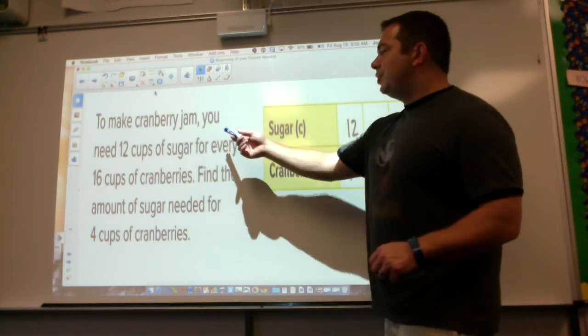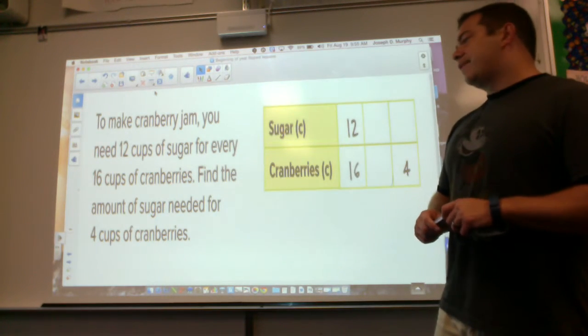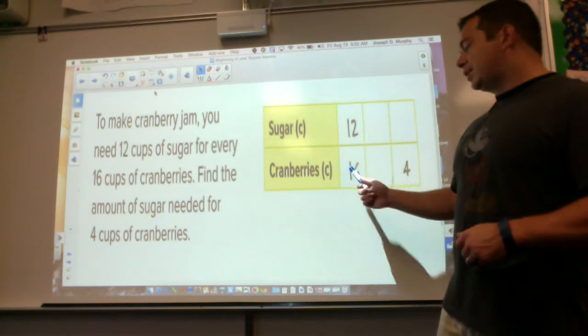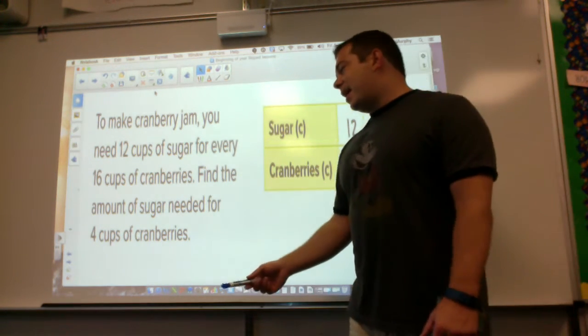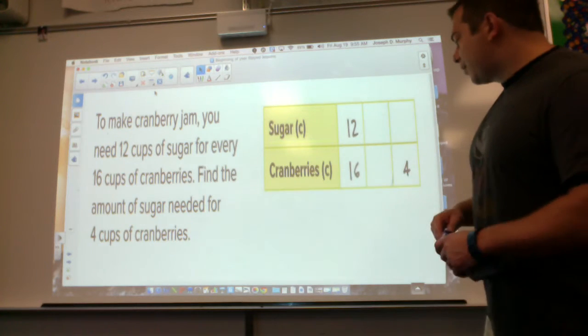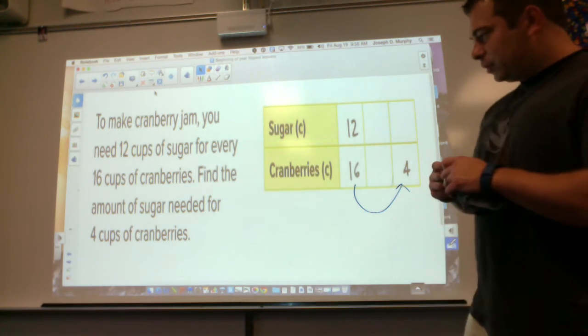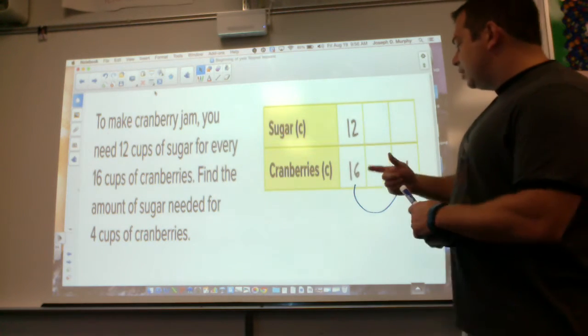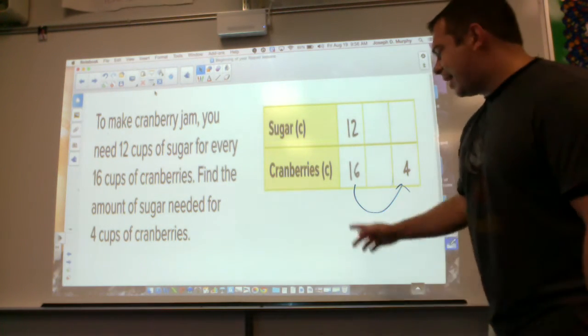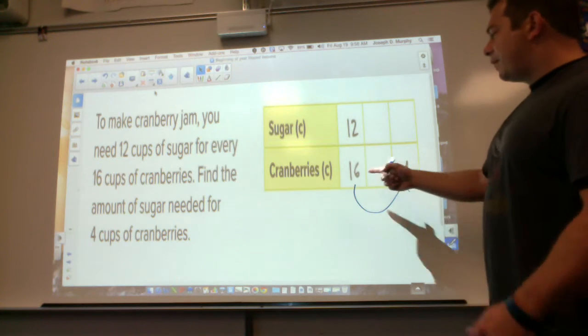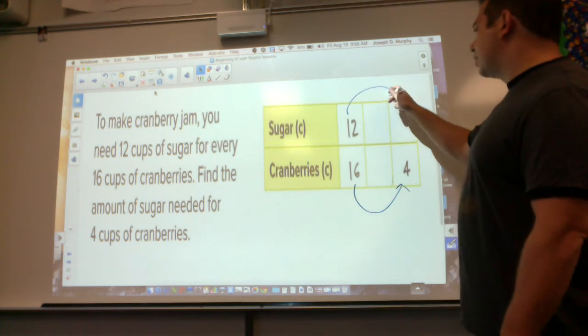To make cranberry jam, you need 12 cups of sugar for every 16 cups of cranberries, a 12 to 16 ratio. Find the amount of sugar needed for 4 cups of cranberries. So how can I go from 16 to 4? Whatever I do to my cranberries, I have to do to my sugar.